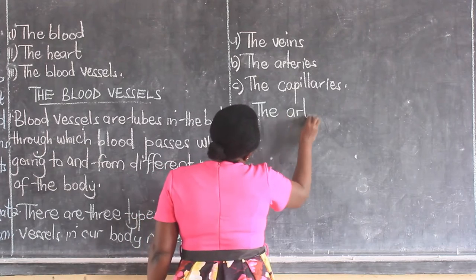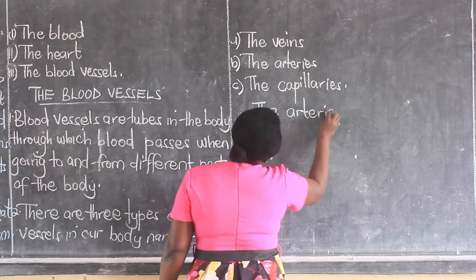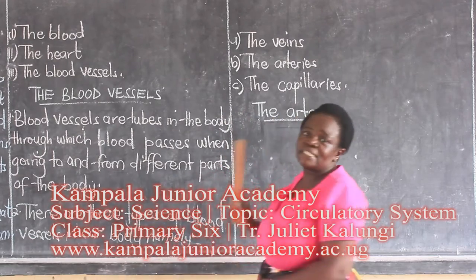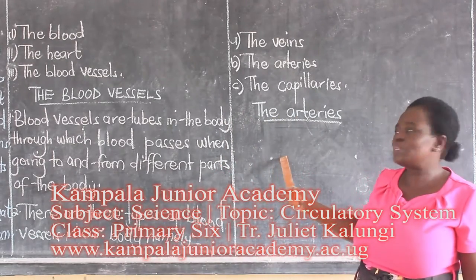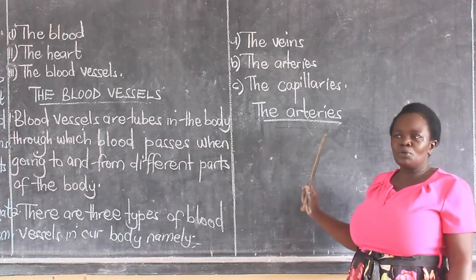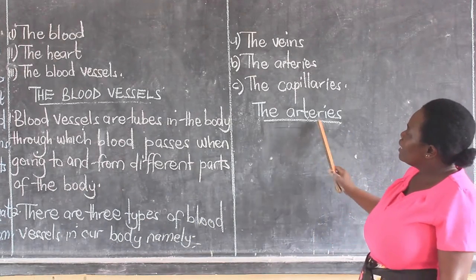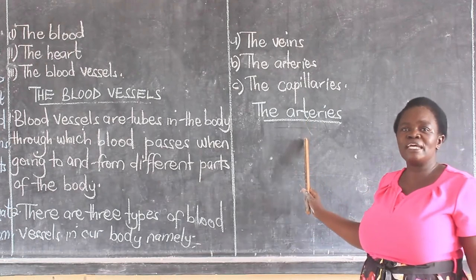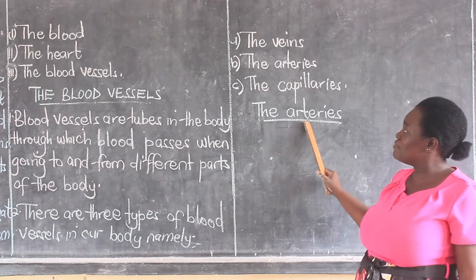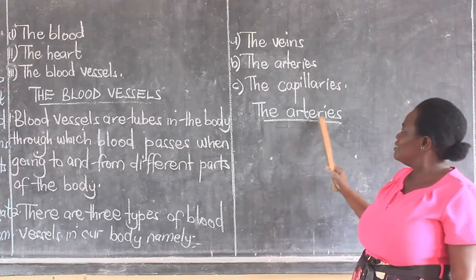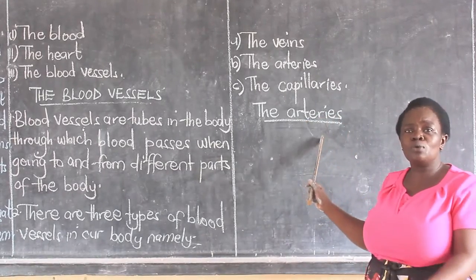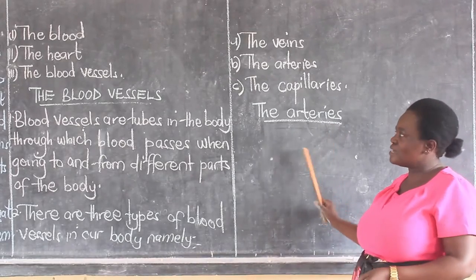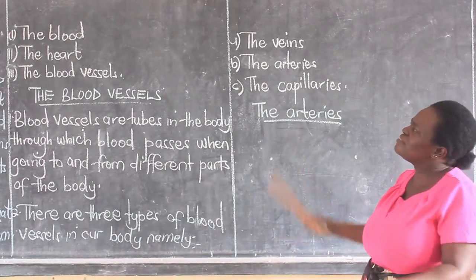The arteries, these words are very simple to write. If you can't write a word the way it is, you look out for the small words. In class, I believe we've been teaching you this, that if the word is too big for you to write, look out for a small word, like we have a small word at. Then if the others don't make up a small word like you learnt in your lower classes, you leave and then you read them as letters. The arteries.